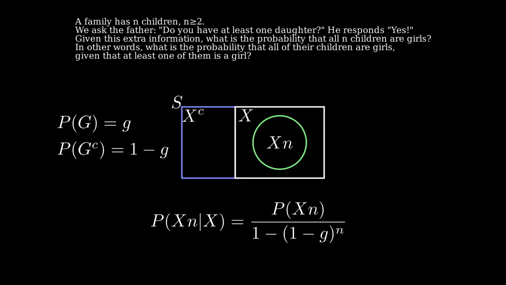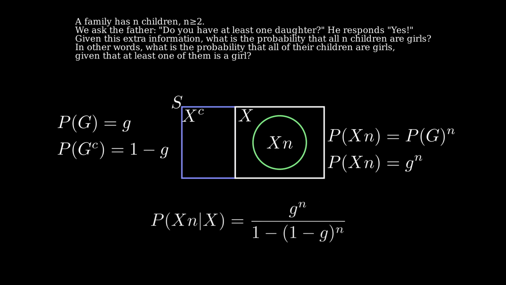Considering that the probability of each child's gender is independent of each other, the probability of an outcome with n girls is simply the probability of a girl to the power of n. Note that we already defined the probability of being a girl. Let's update our main equation. There we have it.